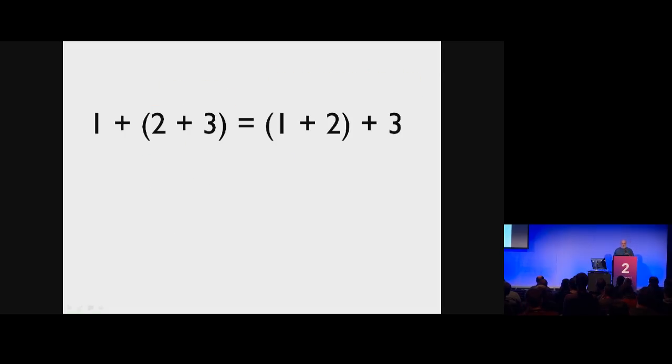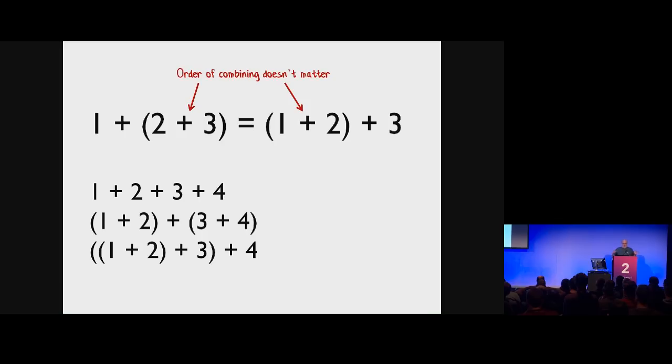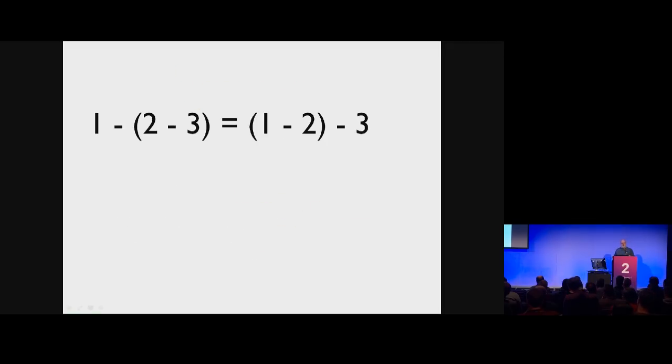Oh, wait, what about the next one? Now, 1 plus 2 plus 3 is the same as 1 plus 2 plus 3 with the brackets in a different place, okay? What that means is that the order of combining the things doesn't matter. If you combine 2 plus 3 first or you combine 1 plus 2 first, it doesn't make any difference. So you could do 1 plus 2 and then add 3 and then add 4, or you could do 1 plus 2 here and 3 plus 4 here and then add them later on. It really doesn't matter which way you do it. You always get the same answer. So that's good. Now, it's not always true. Like subtraction, it doesn't work with. The order does matter for subtraction. So subtraction doesn't fit this pattern.